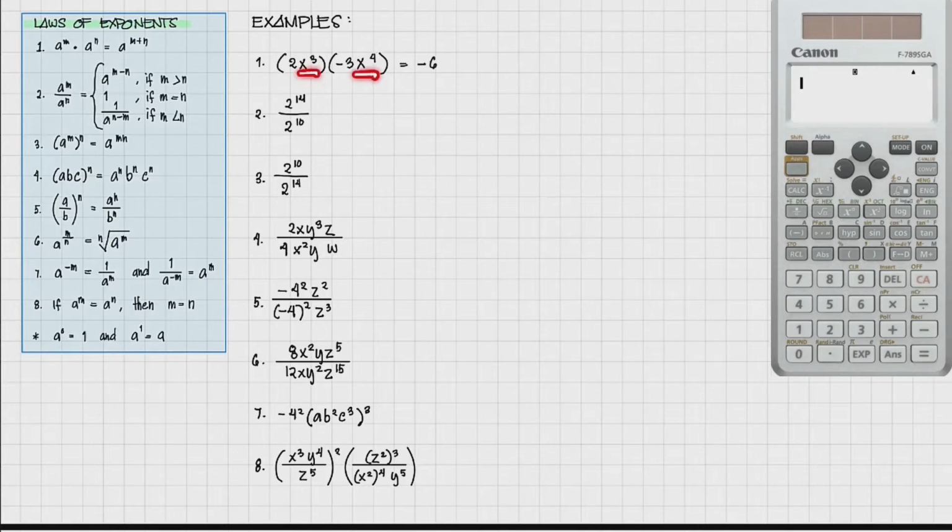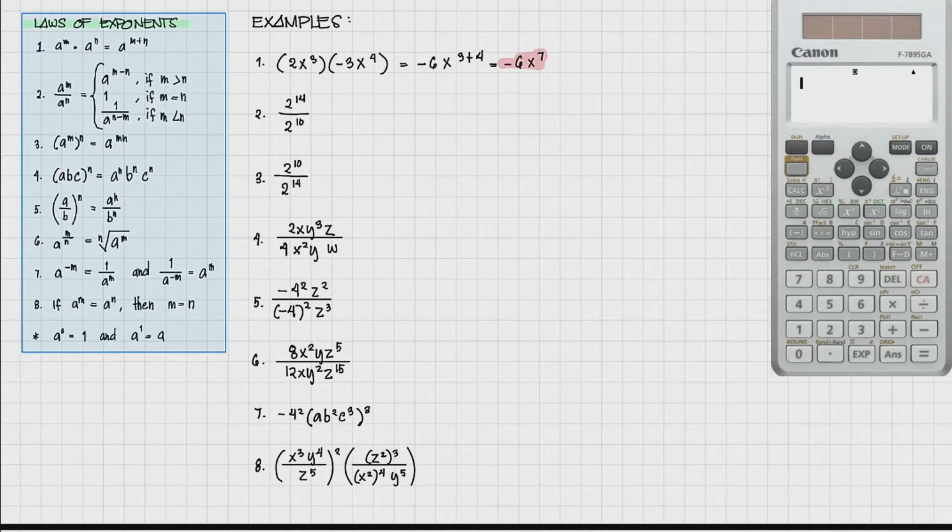So what are we going to do here? From the first law, a raised to m times a raised to n is equal to a raised to m plus n. So x cubed times x raised to 4 should be equal to x raised to 3 plus 4. And then if we simplify this, you'd get negative 6 times x raised to 7. So it's actually our final answer.